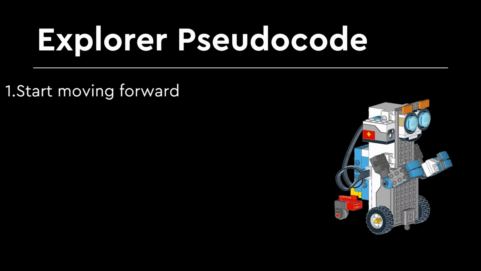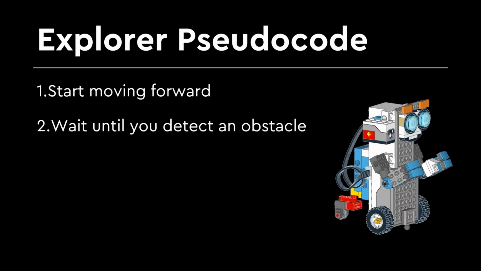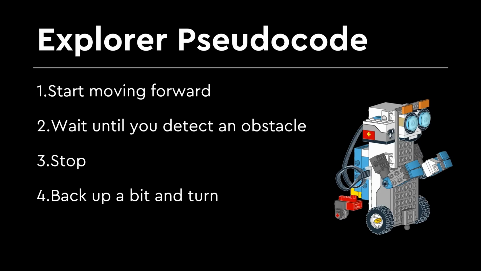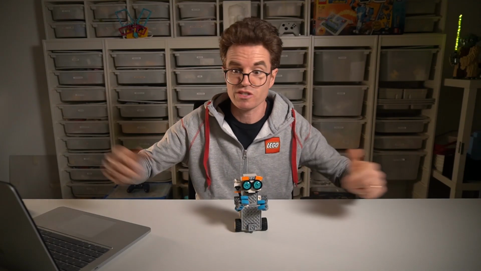So let's take our problem. Our task is to create a robot that can navigate a room, equipped with a distance sensor to detect the obstacles. Instead of jumping into the code, let's describe the robot's actions in natural language. The program sequence starts. Start moving forward. Then wait until you detect an obstacle. Once an obstacle is detected, you stop. Then back up a bit and turn to change direction. And then you repeat this process from the beginning, allowing the robot to explore an entire room, an entire house.